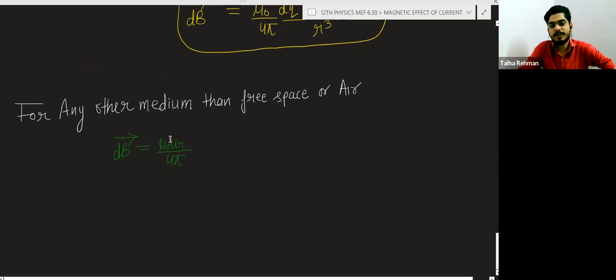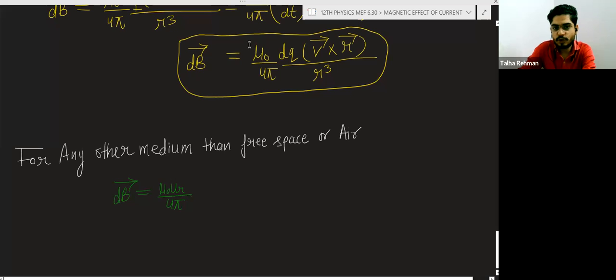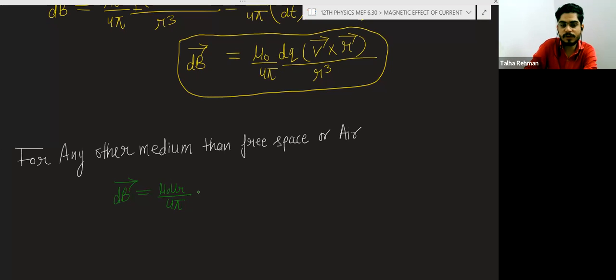What you have to do is just multiply this mu naught with the relative permeability. Earlier, in free space, you were using just mu naught. Now you will use mu naught with mu r, and all the things will remain the same. Matthew, got it? Yes, sir.